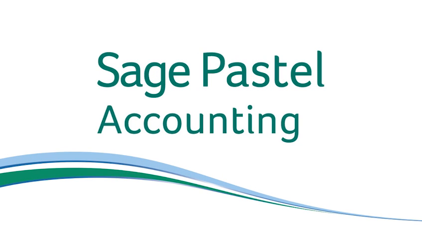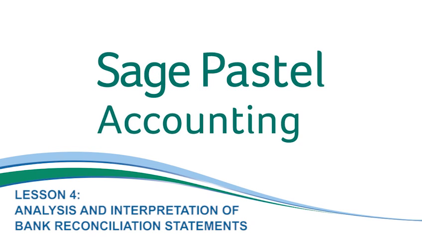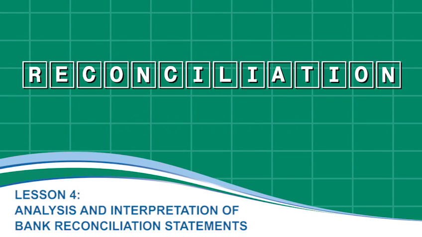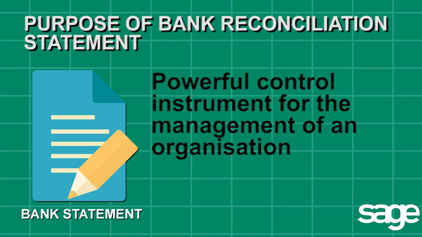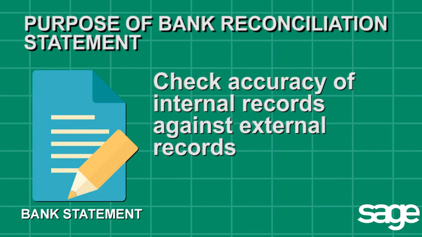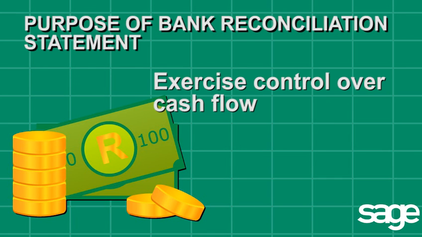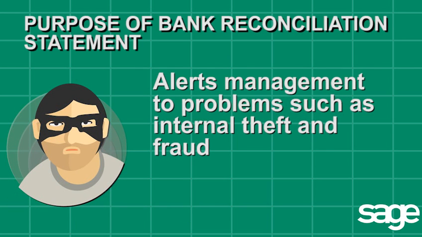Our topic in this Sage Pastel accounting lesson is the analysis and interpretation of bank reconciliation statements. A bank reconciliation statement is a very powerful tool or control instrument in the hands of the management of an organization. We know that it is there to check the accuracy of transactions, but it also helps management to exercise control over cash so that it gives a very clear picture of what is happening in the organization's bank account. It also draws attention to any cash flow problems that might occur, including internal theft and fraud.